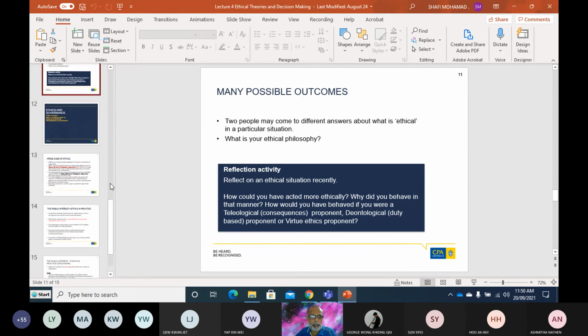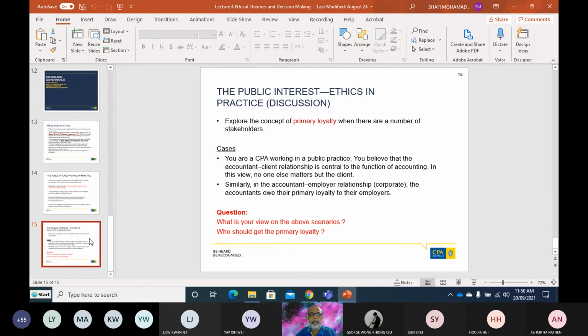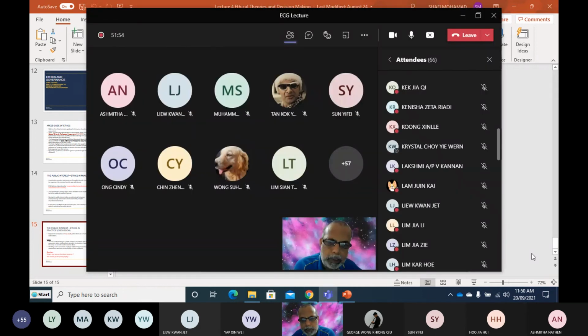And the second one I want you to answer is the last slide here. Concept of primary loyalty. Either you are working for yourself, you are a CPA in public practice, you have a lot of clients, so who do you owe the primary loyalty? Or the second scenario is where you are working for a company as a chief accountant, senior accountant, financial controller, internal auditor, whatever. So who do you owe your primary loyalty? I have explained the question to you, so now I'm looking forward to hearing your answers. You can unmute and speak up.